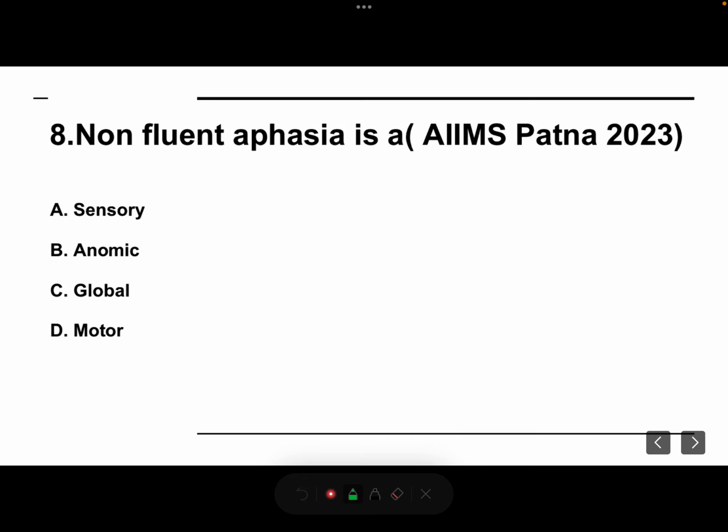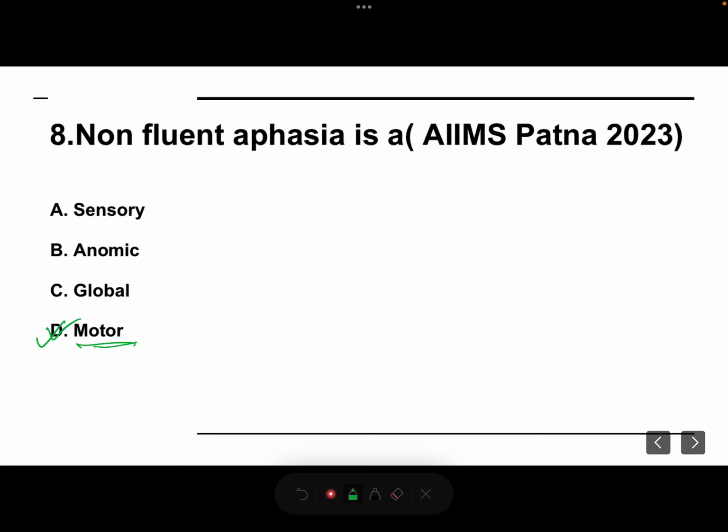Osteogenic is a stem cell. Next, we come to question number 8. Non-fluent aphasia is: option A, sensory. Option B, anomic. Option C, global. Option D, motor. Here the answer is option D, motor.